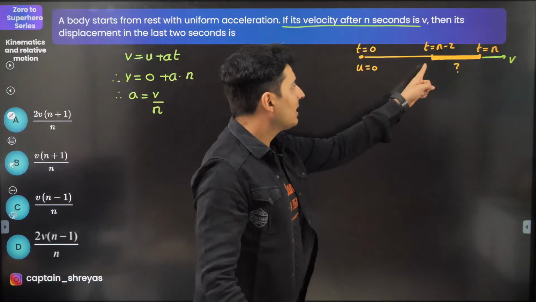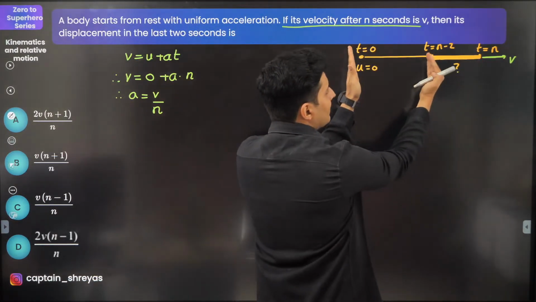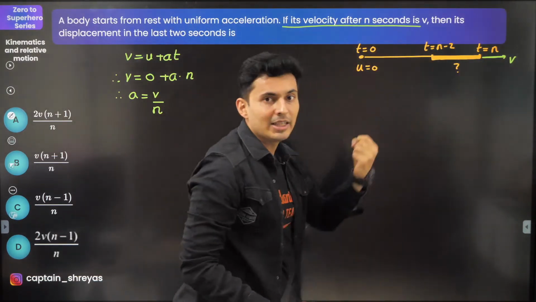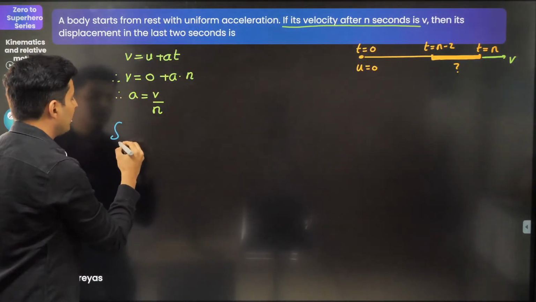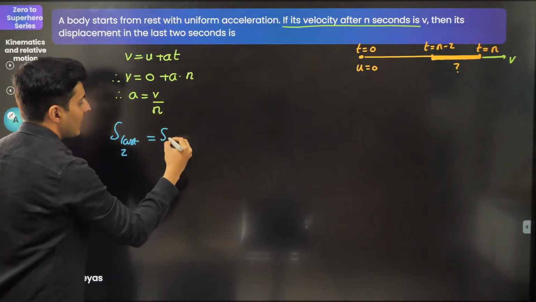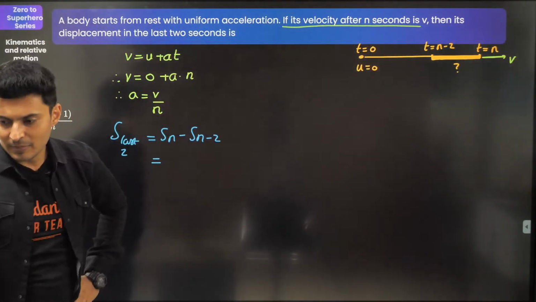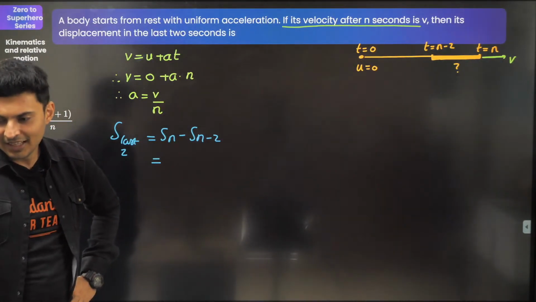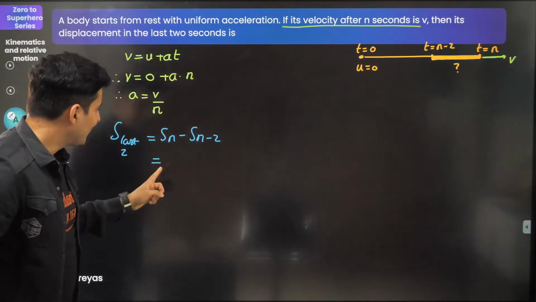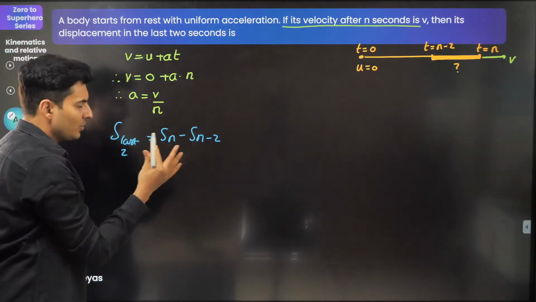Next, since I want to find this part, this is this whole thing minus this thing. Sn minus Sn minus 2 will give me the remaining thing. So displacement in the last 2 seconds is Sn minus Sn minus 2. See if you guys follow this. Does that make sense? See if this makes sense. This whole thing minus this thing, the remaining thing is the last 2 seconds displacement.